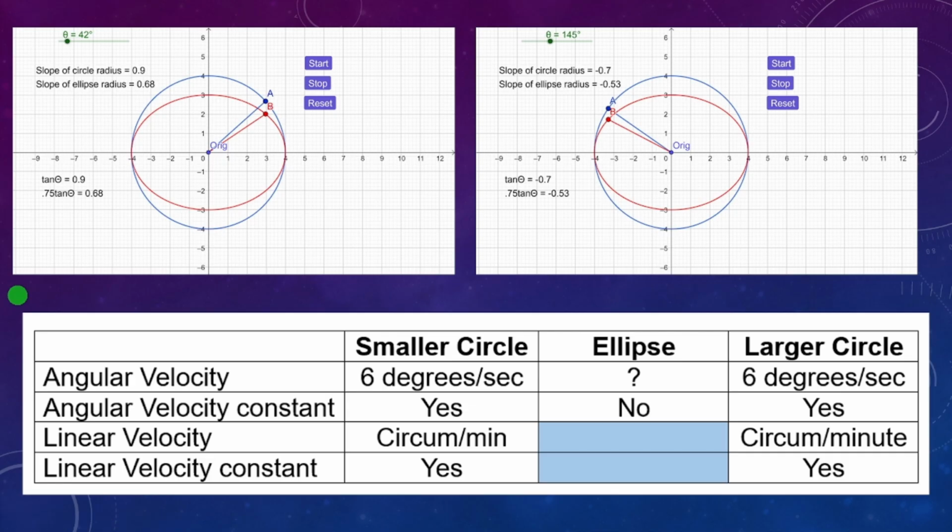What we can see from this is since theta is moving at a constant rate, the angle swept out by the points on the circles is always constant. Since the angle swept out by the point on the ellipse is sometimes behind and sometimes ahead, it must not be constant. We don't know what its value is, but we know it's not constant. Let's have a closer look next time.